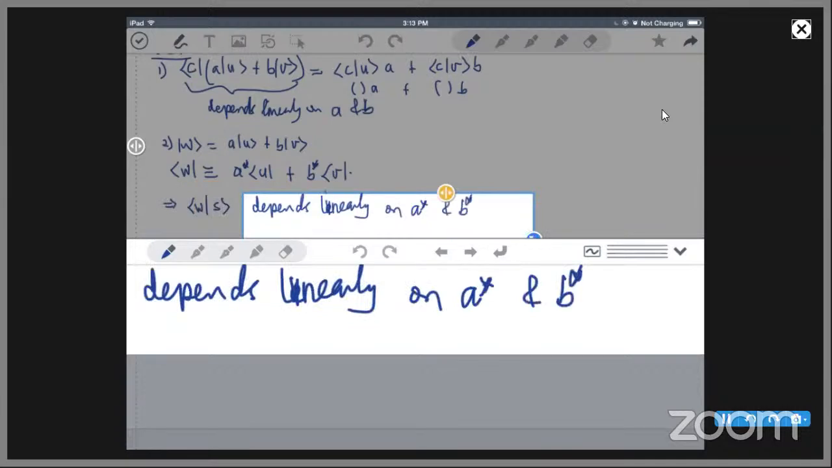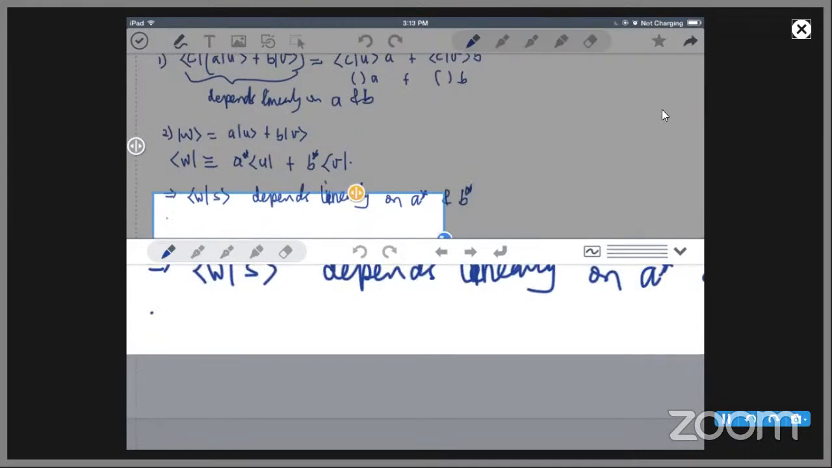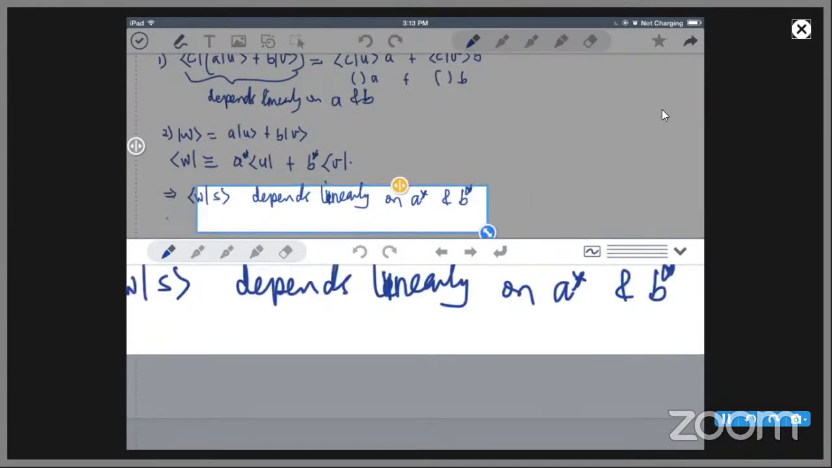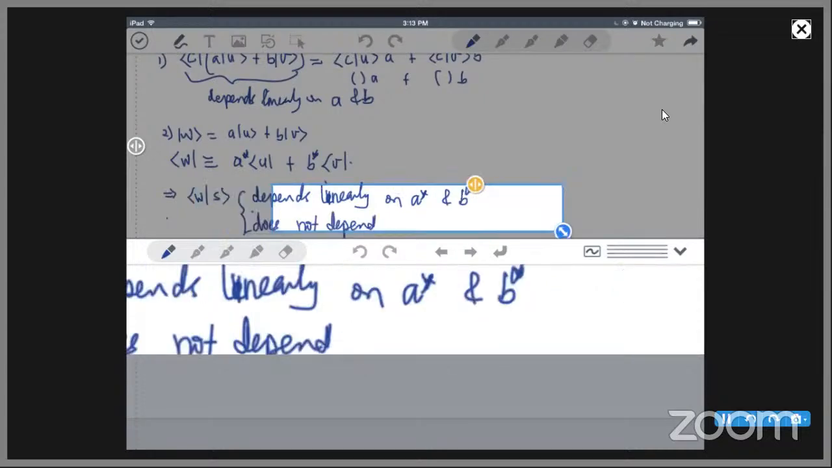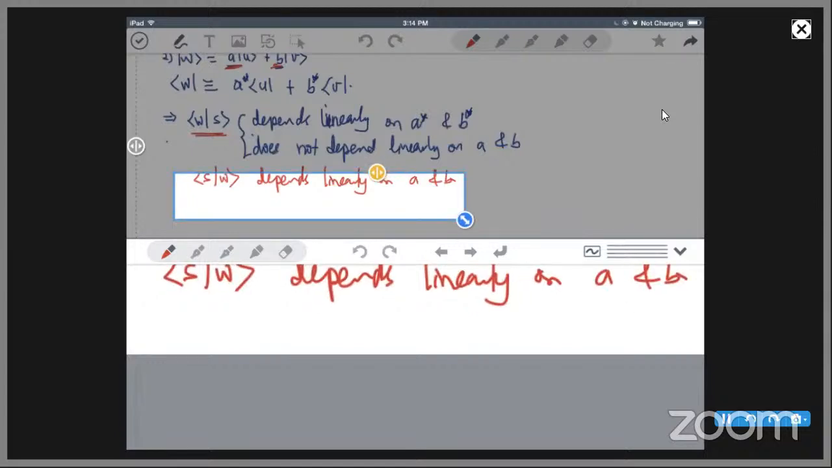So this depends linearly on a star and b star. It does not depend linearly on the other one, but when you do WS, okay? But if you do SW, it depends linearly on a and b.